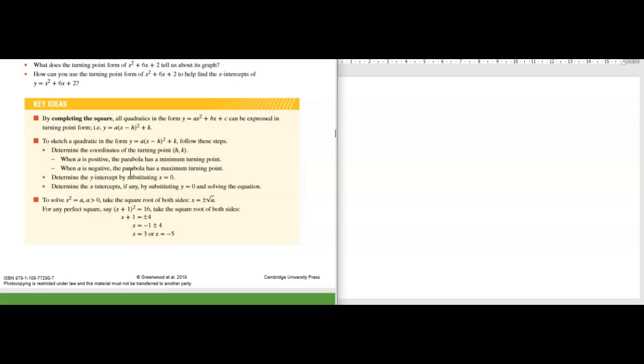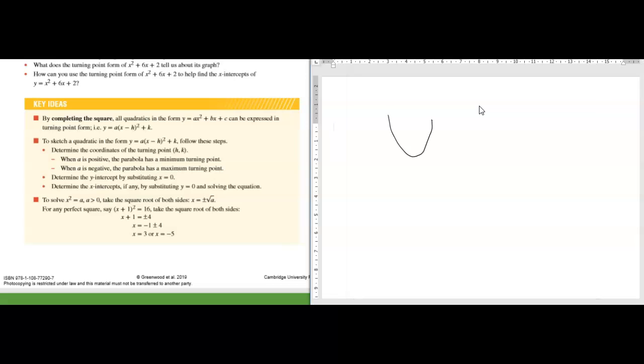Now a, when it's positive, you have a minimum turning point. I'm going to draw this here just so you know. When a is positive, your parabola looks like this. This is your turning point here. Turning point just means we're changing direction. So we're going down, down, down, turning point, up, up, up. That is what we call a minimum, because it's at the bottom.